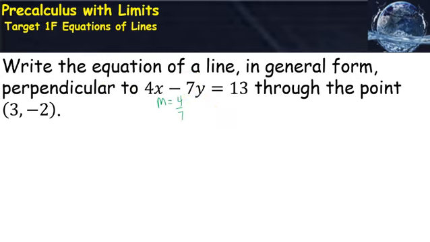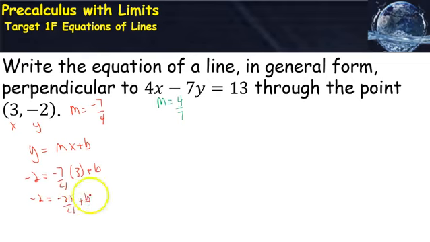So my slope that I'm going to use, and I'll do this in red, is negative 7/4. And again, we solved this in the last problem to find m, and we got 4/7. So now I'm going to use a slope of negative 7/4. Okay? And this point, x and y. So y equals mx plus b. I'm going to replace y with negative 2, m with negative 7/4, and x with 3. And I'm going to multiply, and I get negative 2 equals negative 21/4 plus b.